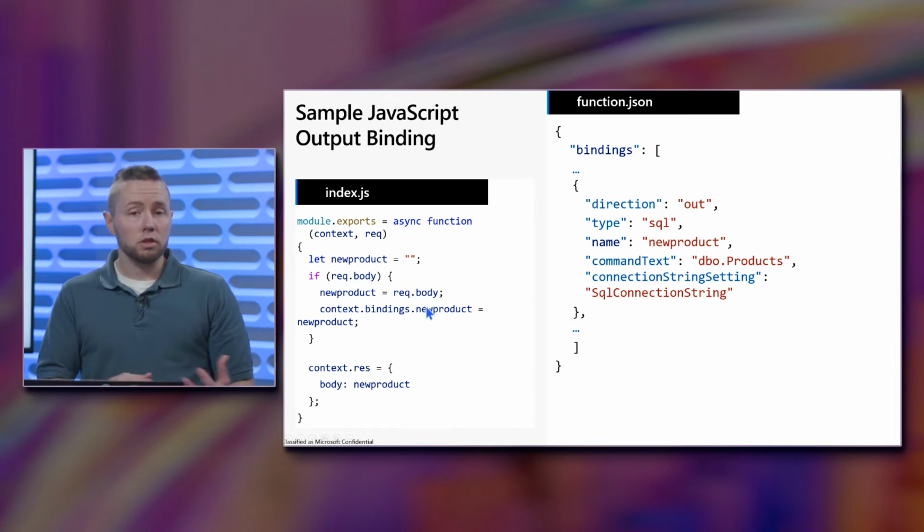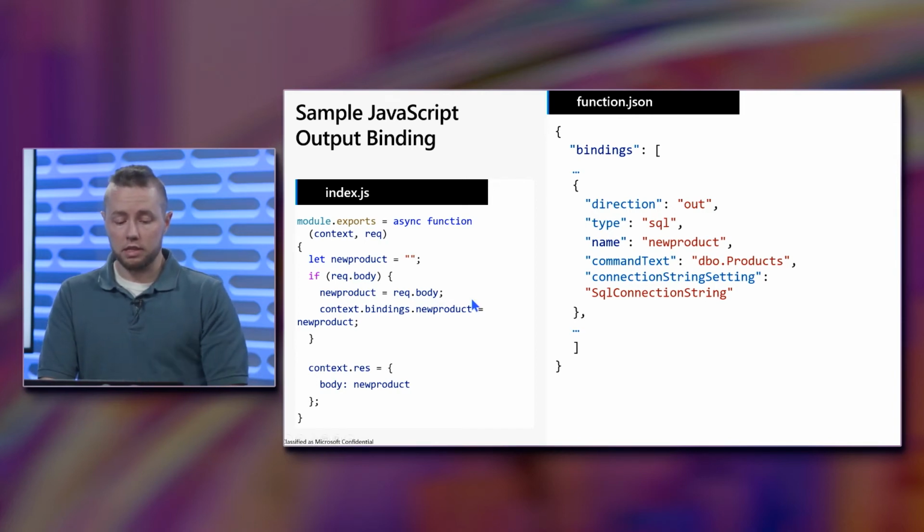The function is a little bit longer than what we saw before with input bindings because, again, we're populating that object with the data that we want to save to the database. In this case, I'm reading the request body directly into new product. I'm not introducing any app logic into it just yet.